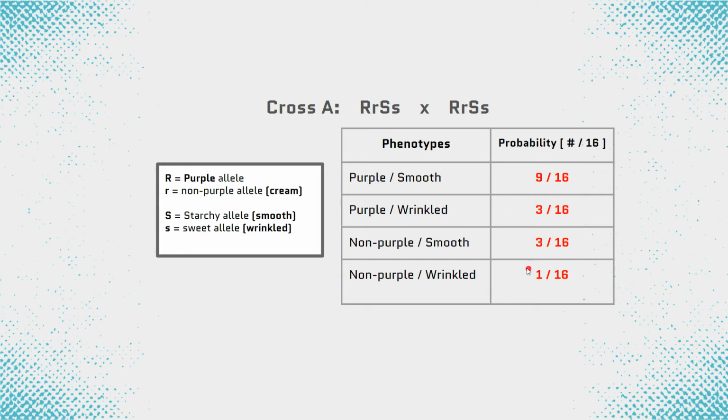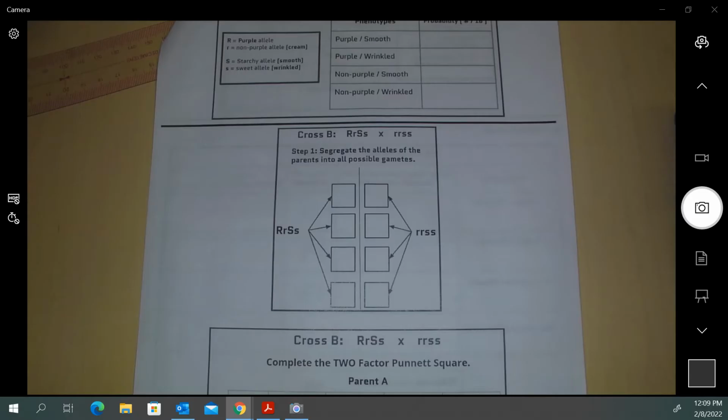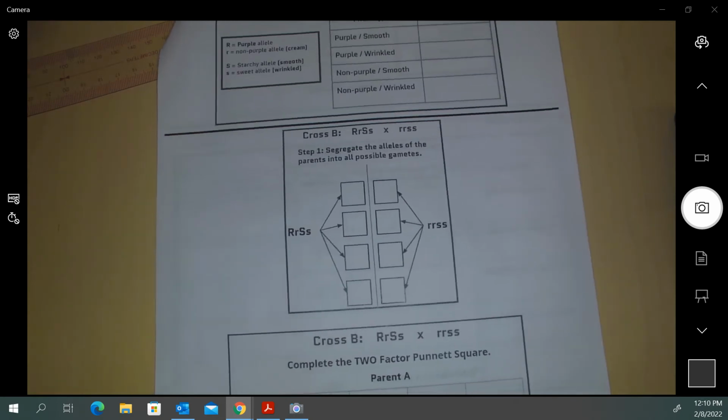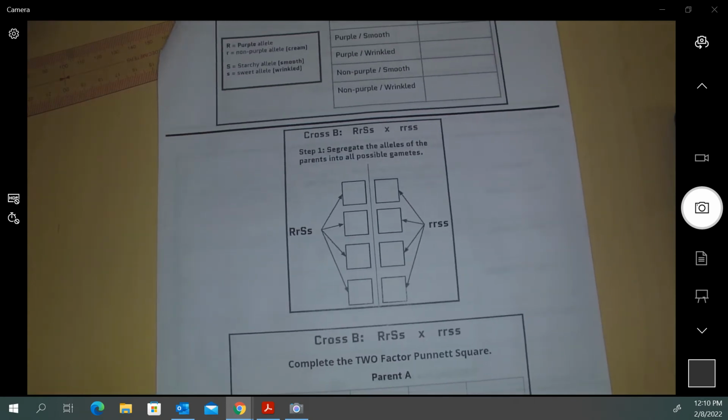The next thing that you did in class was you did the segregation for our cross B. So I'm going to go ahead and switch over my camera, and we are going to look at how we would do this together for those of you who still need a little extra help. So cross B was something that you had to do in class as well. And I wanted to go ahead and kind of show everyone how I'd go about this.